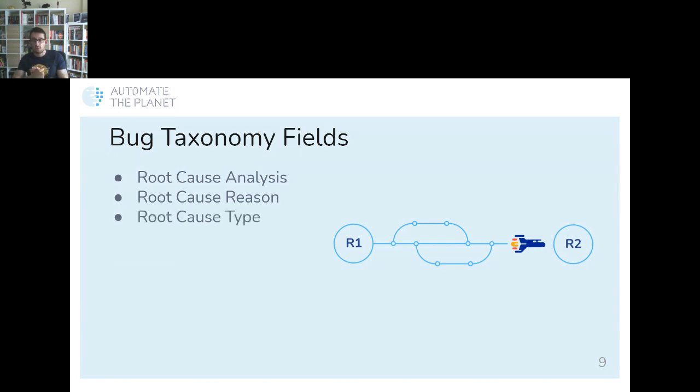Then you have the root cause type. This is a category for grouping by more technical things, like a problem in the database, in the UI components, something like the dashboarding or some other JavaScript component, for example.